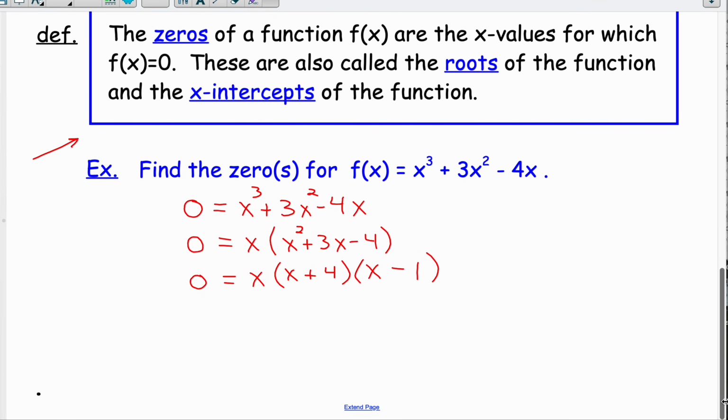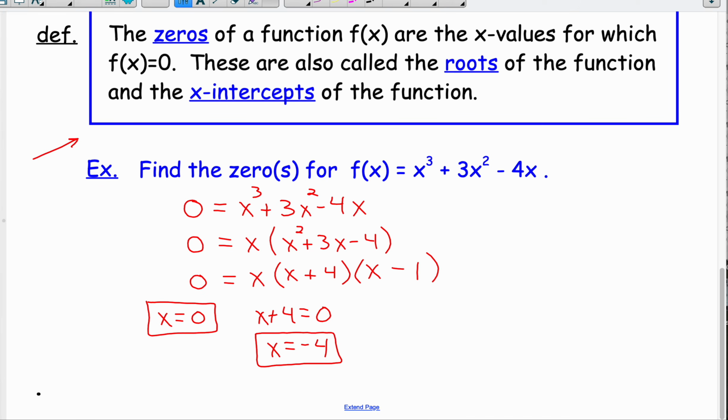Okay, so now we can use the zero product property, and we can set each of these factors equal to 0. So either x equals 0, that's one solution, or x plus 4 is equal to 0, which means x equals negative 4. That's another solution. Or x minus 1 is equal to 0, and therefore x is equal to 1. We have a third solution.